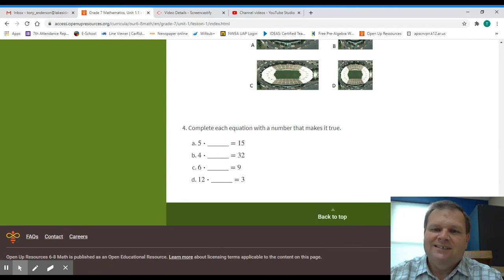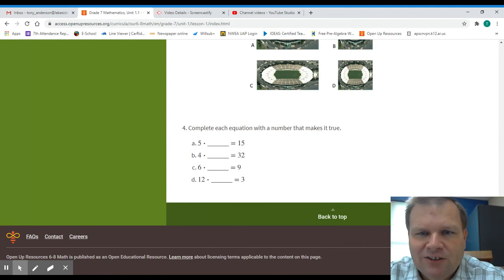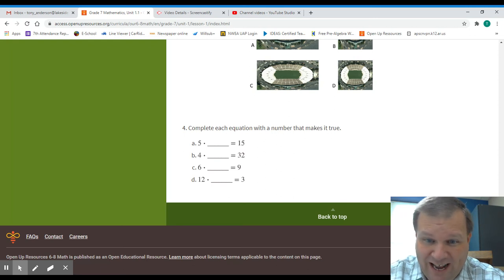In number 4, this is kind of a review from last year. We're just kind of looking at some equations there. Remember, an equation has an equal sign. All you have to do is fill in the blank. So 5 times 3 is 15. 4 times 8 is 32. Oh no, 6. 6 times what is 9? Well, that's going to be 1 and 1/2.